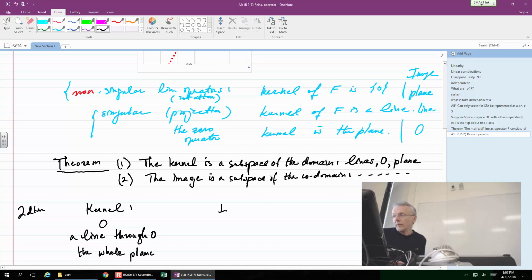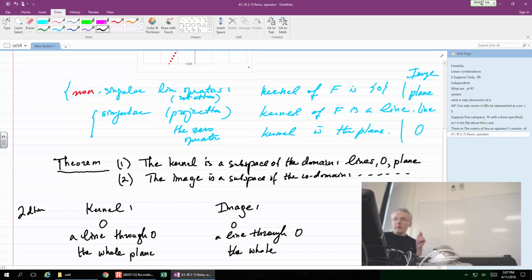And then I do the same for the image. So once again, 0, a line through the origin, the whole plane. We're not talking about the same. However, once again, they're subspaces of two different spaces. Even though that space in either case is a plane, there are two different copies, and so they should not be confused. In the future, linear operators could be between spaces of any dimension.